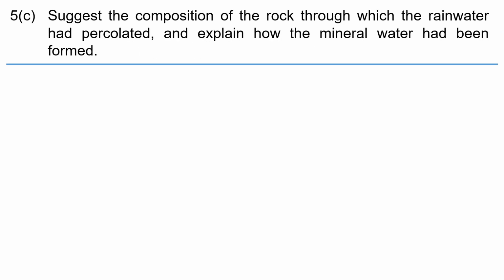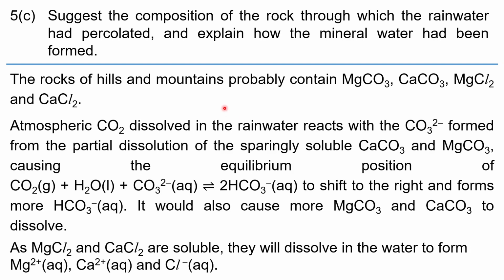Okay. Now 5C, the last question here: suggest the composition of the rocks through which the rainwater had percolated, and explain how the mineral water has been formed. So what we suggest here is that maybe the rocks of the hills and the mountains contain your magnesium and calcium carbonate, as well as your magnesium and calcium chloride. So what will happen?